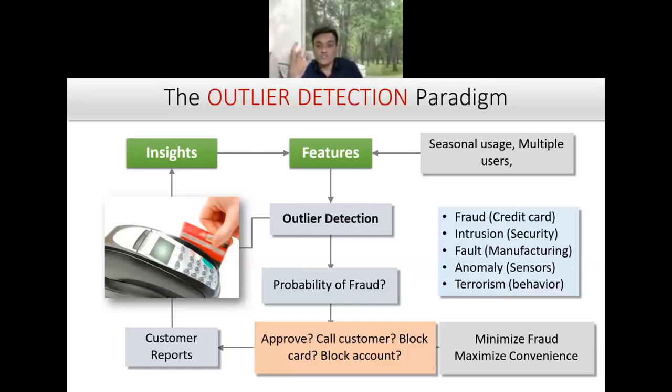Now the company's or the bank's job is to identify whether there is any fraud or not. When the credit card is being swiped, usually the company checks whether it is a fraudulent activity or not.